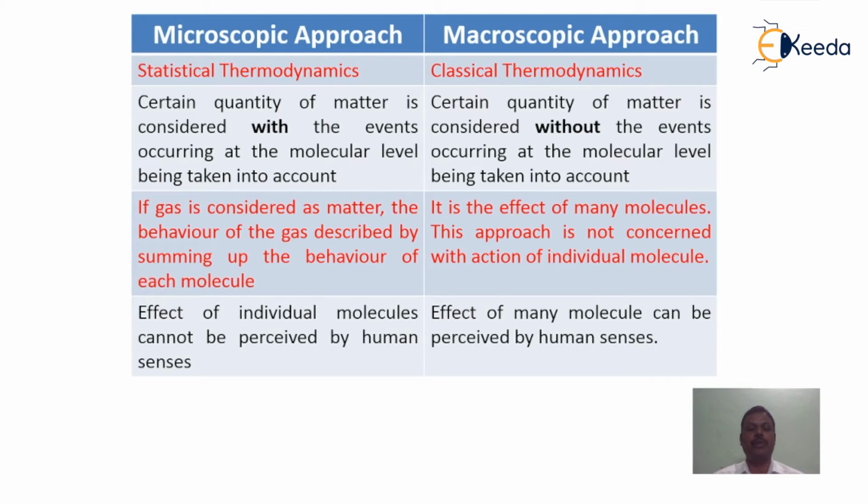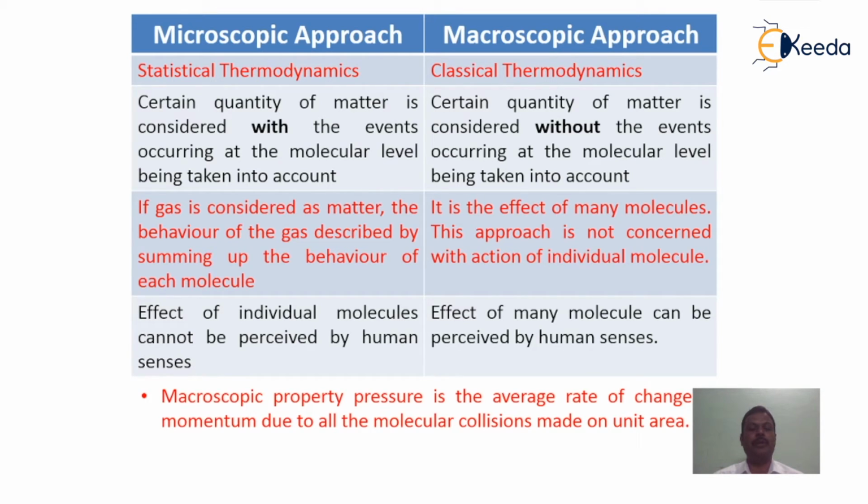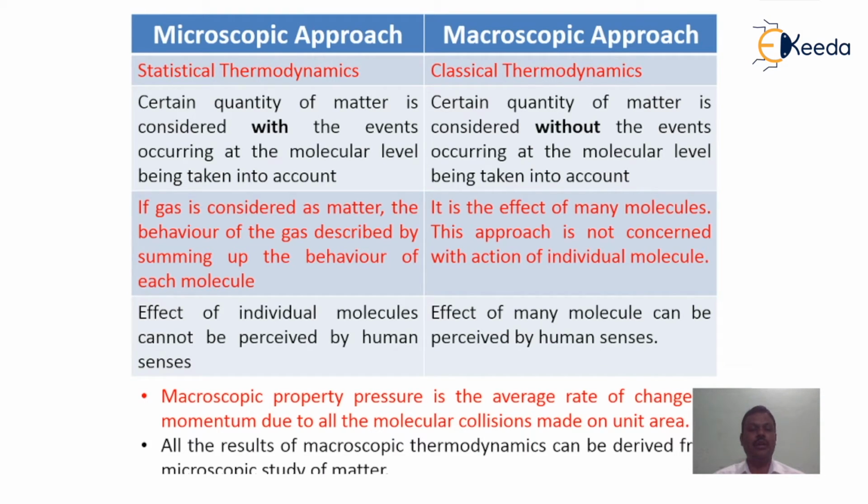In the microscopic approach, the effect of individual molecules cannot be perceived by human senses. Whereas in the macroscopic approach, the effect of many molecules can be perceived by human senses. For example, the macroscopic property pressure is the average rate of change of momentum due to all the molecular collisions made on a unit area. In the macroscopic approach, the results can be derived from the studies of microscopic thermodynamics.